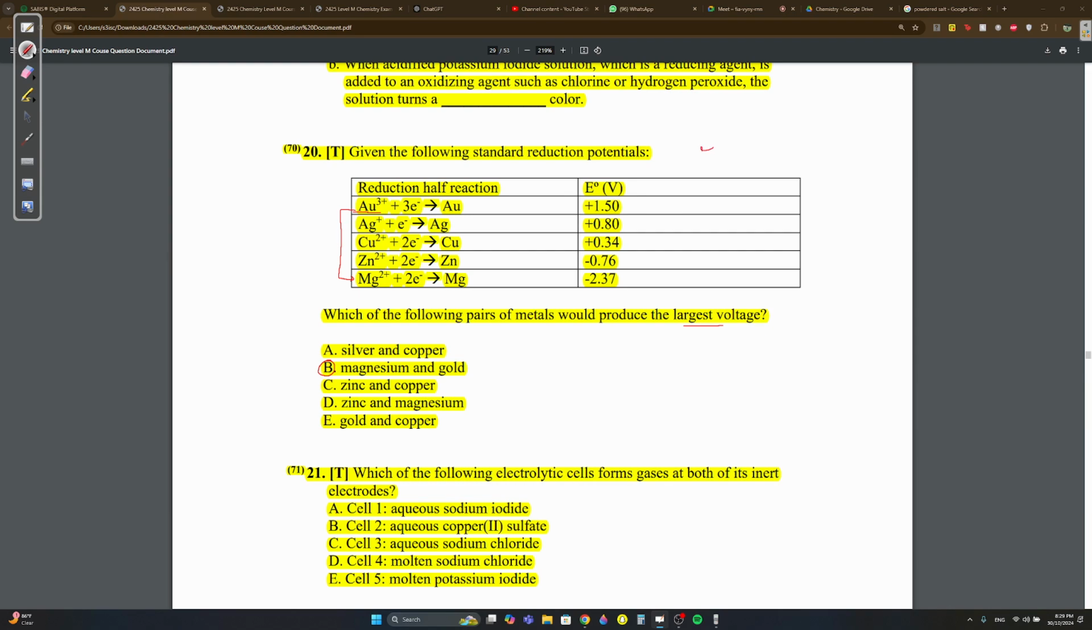You guys know that the voltage E0 net is equal to E0 oxidation plus E0 reduction, right? So this is E0 reduction. I need to add E0 oxidation. To find oxidation, I just flip it, right? And when you flip it, the sign changes. So 1.5 minus 0.8 would give me a small answer. 1.5 minus 0.4 would give me a better answer. If you flip this one now, it's going to become positive. So 1.5 plus positive 0.76 would give you the largest answer. Whenever you see largest voltage, always take the two furthest from each other, okay?